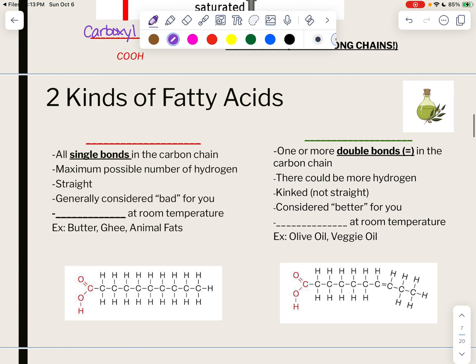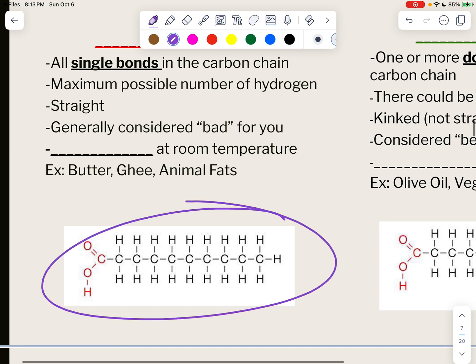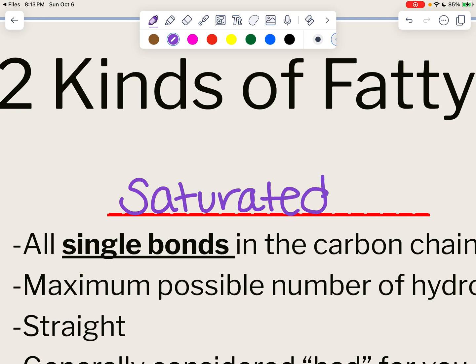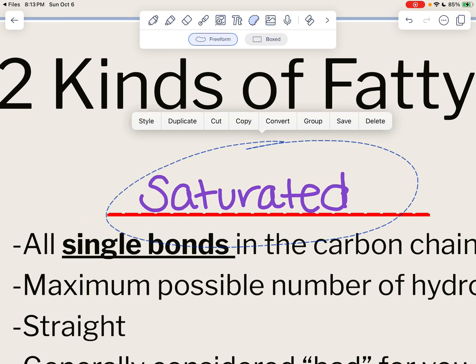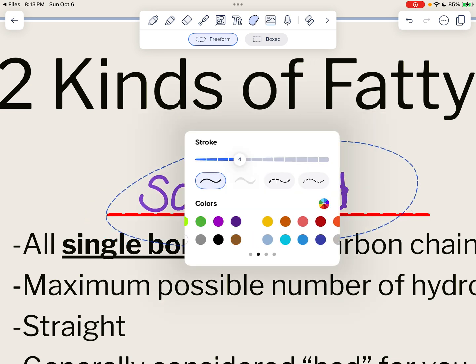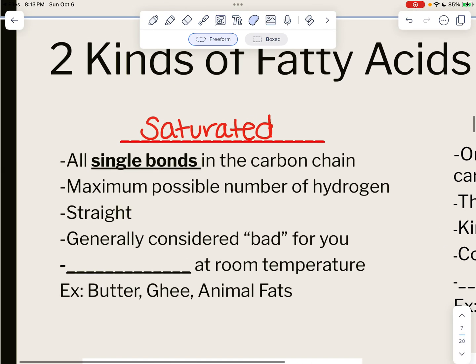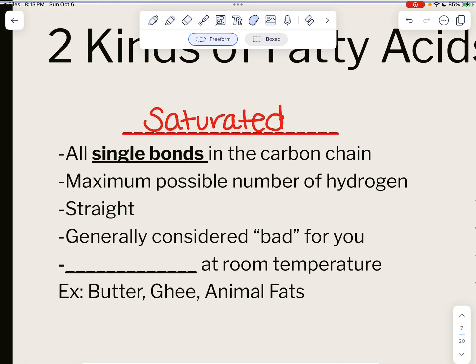Let's take a look at some of these examples. So here is the straight chain I just mentioned. That one is called a saturated fat. I'm going to make sure that matches the color of our line because typically saturated fats are considered bad fats. So red means bad in our case here. With all single bonds in the carbon chain, you have a maximum possible number of hydrogens. They're typically very straight and they're generally considered bad for you.